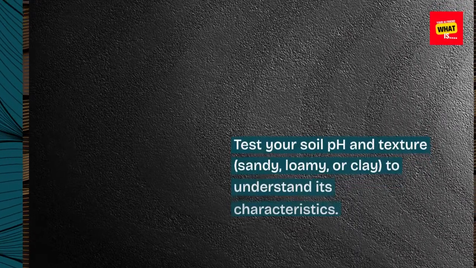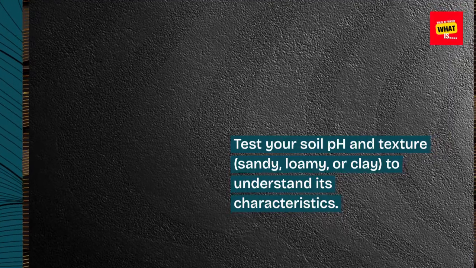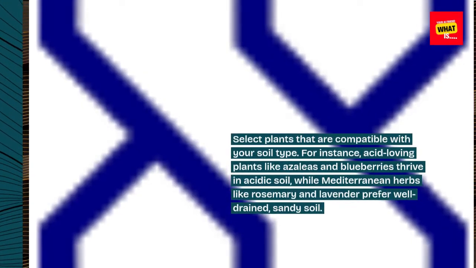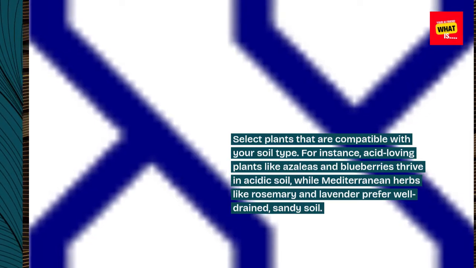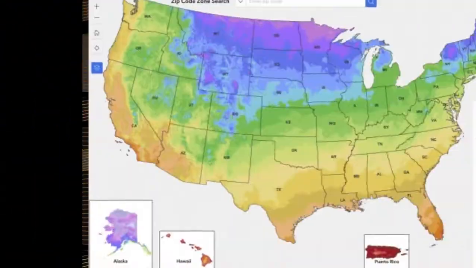Evaluate soil quality. Test your soil pH and texture, sandy, loamy, or clay, to understand its characteristics. Select plants that are compatible with your soil type. For instance, acid-loving plants like azaleas and blueberries thrive in acidic soil, while Mediterranean herbs like rosemary and lavender prefer well-drained, sandy soil.